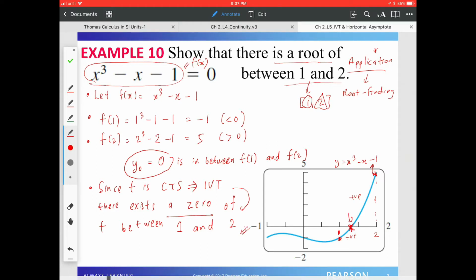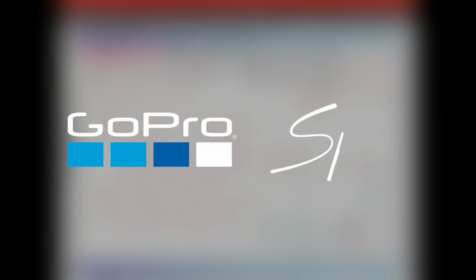Graphically you can see that the root exists and lies between 1 and 2. If you enlarge this, the root is basically x equals 1.32, which is of course in between 1 and 2. With that, I think that concludes our lesson on the intermediate value theorem.